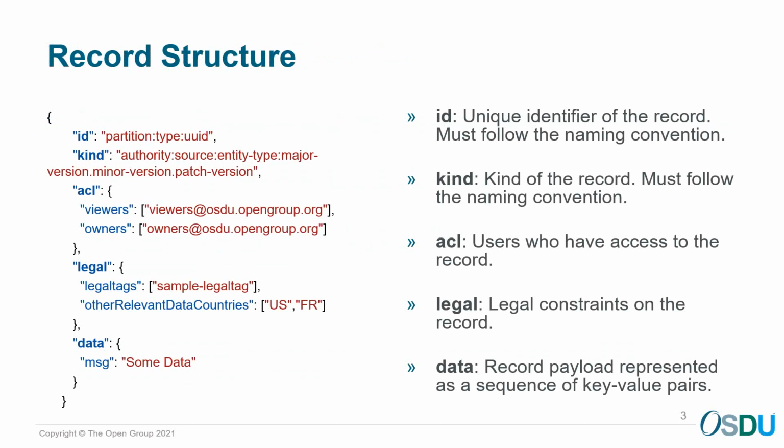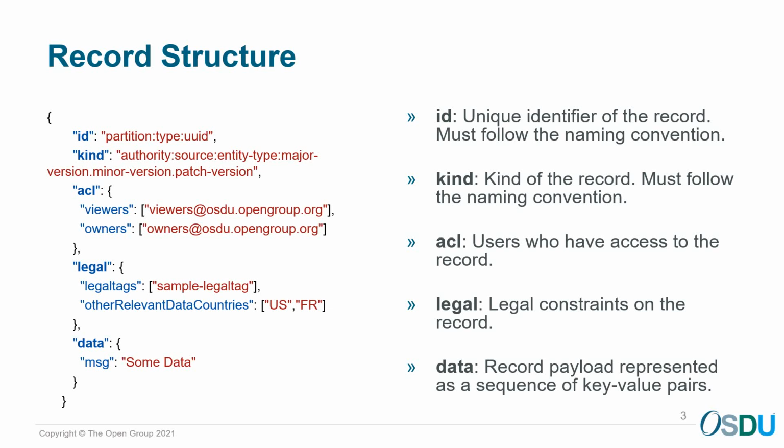This is a basic example of a record. ID is a record identifier across an OSDU instance. You can provide it while ingesting data. Otherwise, the service assigns it. ID must follow the predefined naming convention. The other fields are mandatory. Kind represents the type of data to be ingested and in fact is the name of the schema.